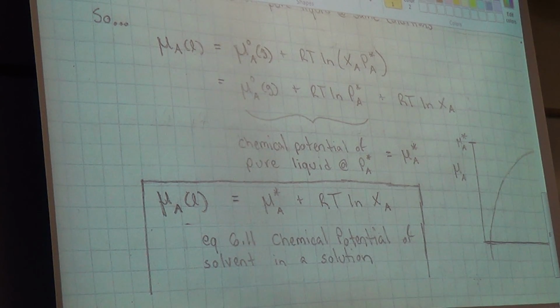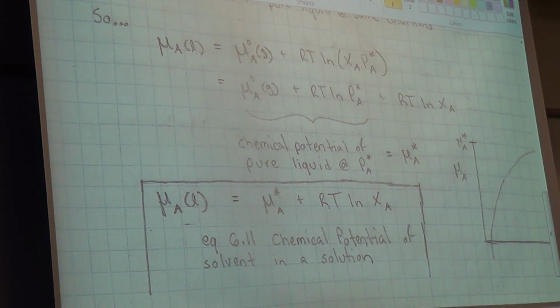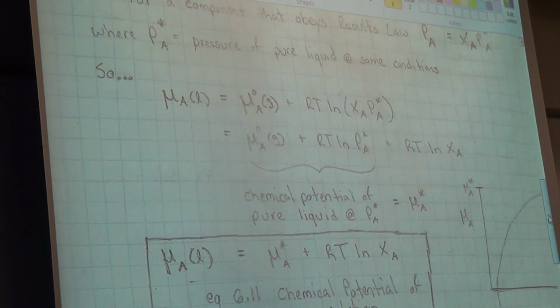If we run that calculation for delta G, we will get a form that is very similar to the one that we looked at for the delta G of the gases.